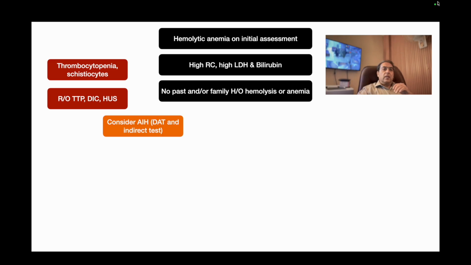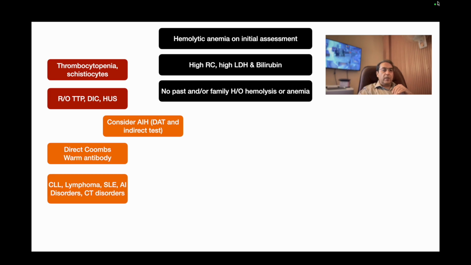Then, considering autoimmune hemolytic anemia, go for direct antiglobulin test and indirect antiglobulin test, that is, a direct Coombs test and indirect Coombs test. If direct Coombs test is positive with a warm antibody, this possibly is because of chronic lymphatic leukemia, lymphomas, SLE, autoimmune disorders, connective tissue disorders. And if the indirect Coombs is positive, this is most likely alloimmunization.